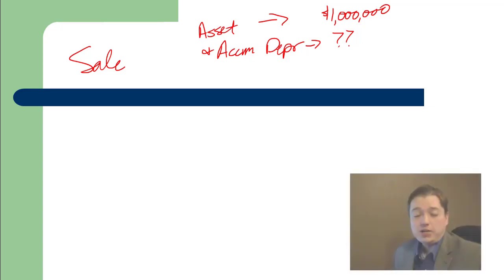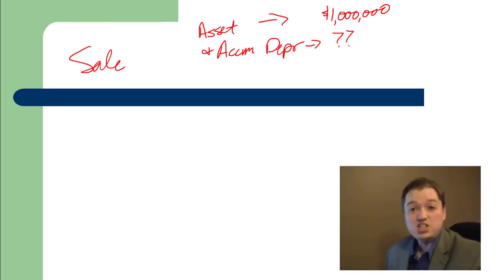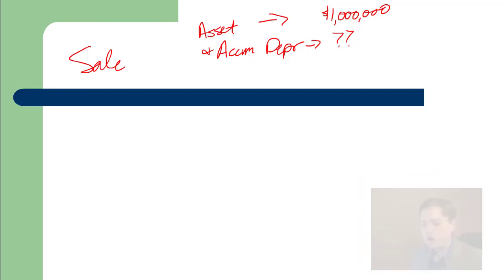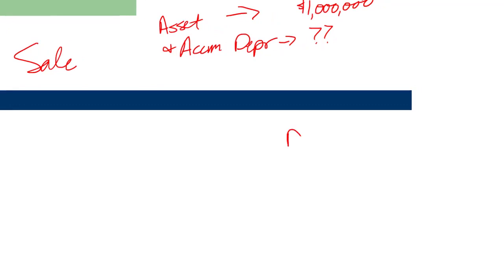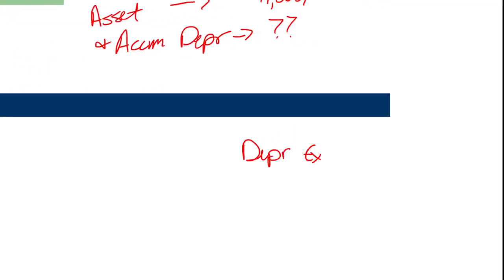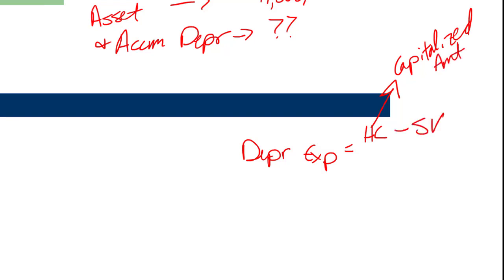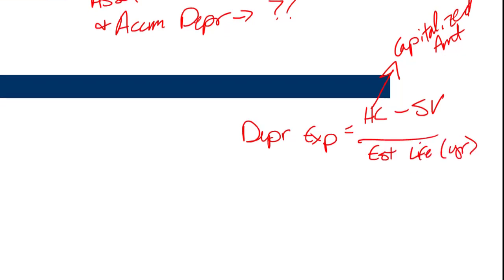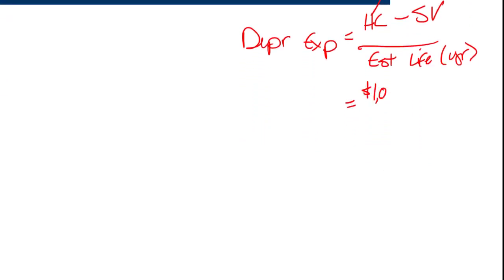We haven't talked much about depreciation yet. We will. It's actually our next topic coming up once we finish discussing disposals. So for now, we're just going to use basic straight line. And you probably remember that depreciation expense under straight line, we take the historical cost or the capitalized amount minus what we think the salvage value is going to be, and we divide by the estimated life in years.